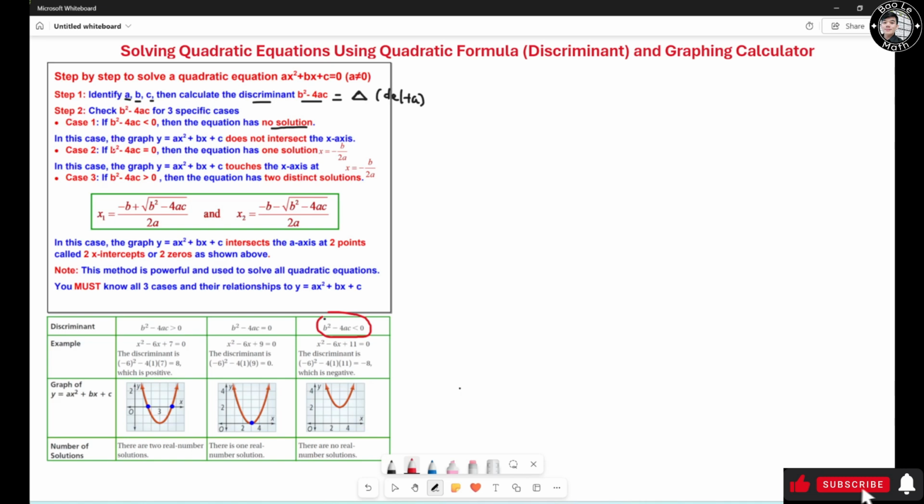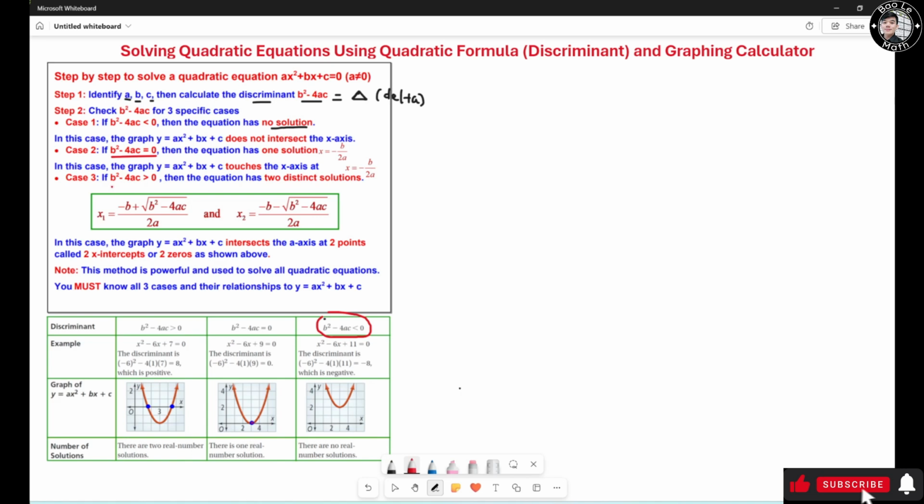Case number 2. If the discriminant equals 0, then the equation has one solution. That is x equals negative b over 2a. Right? That is the axis of symmetry. And the quadratic function touches the x-axis. It never crosses the x-axis.